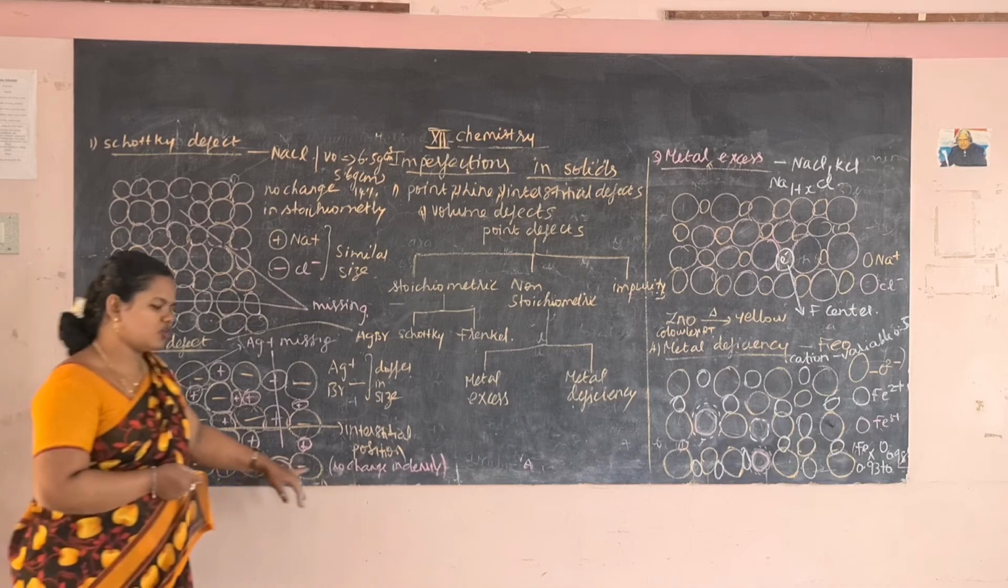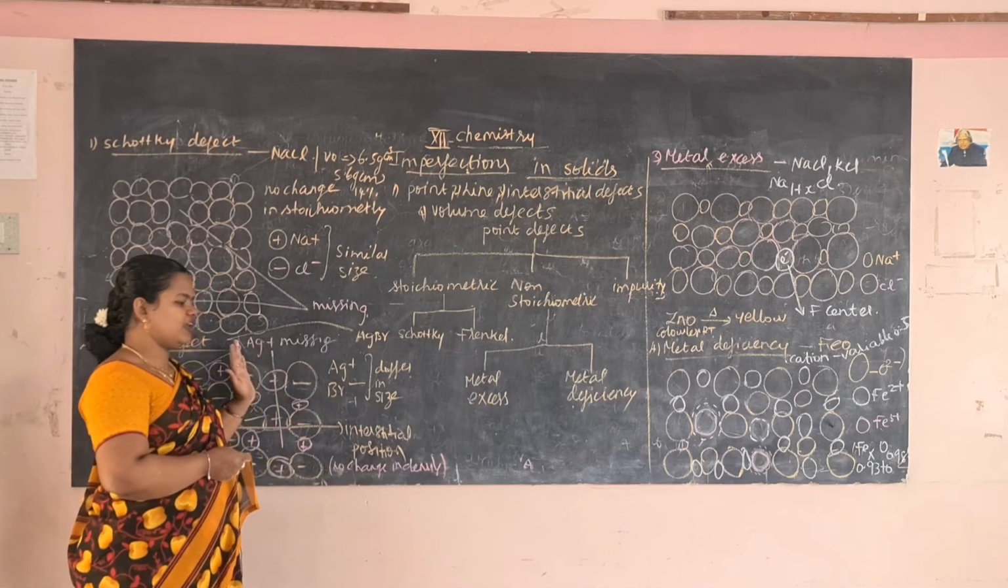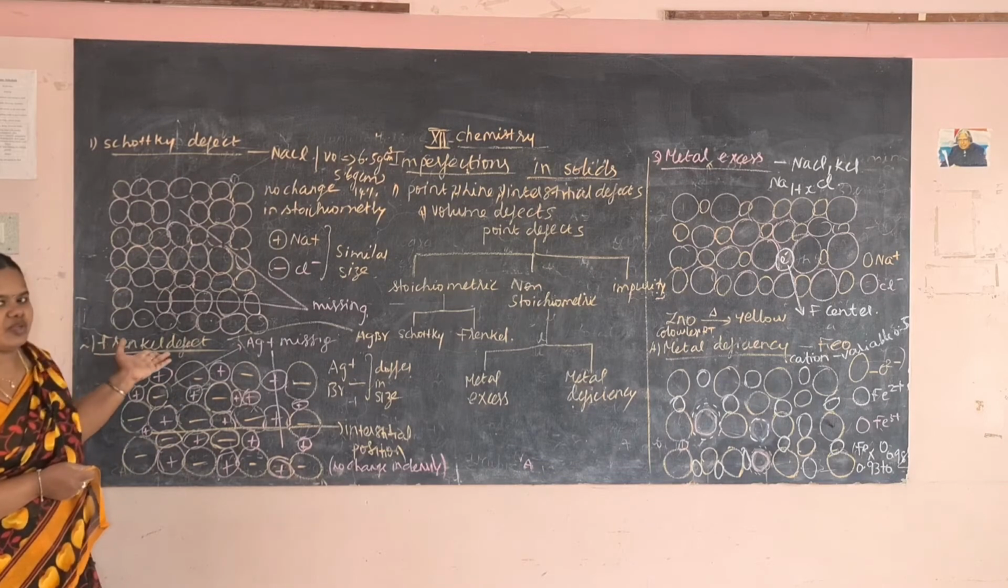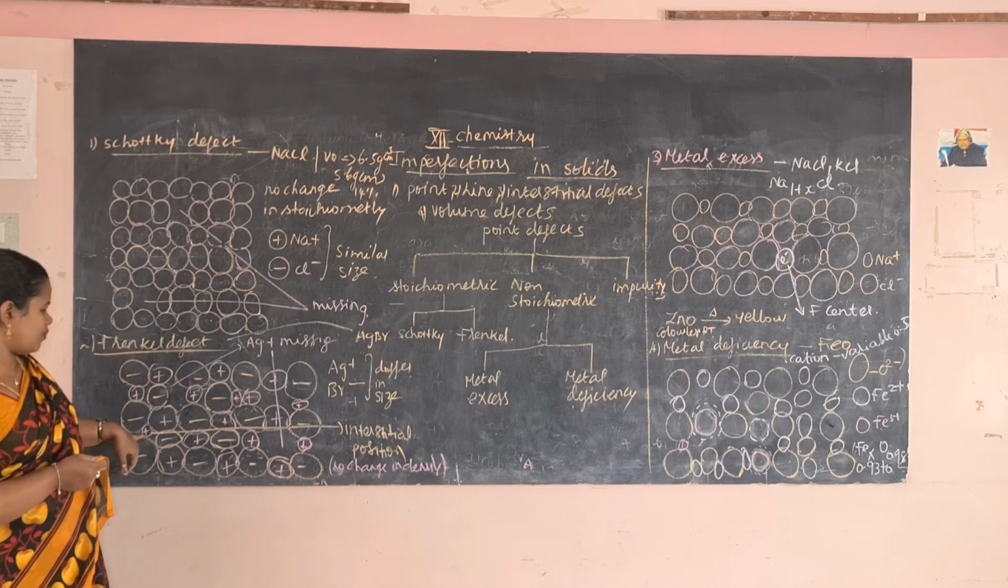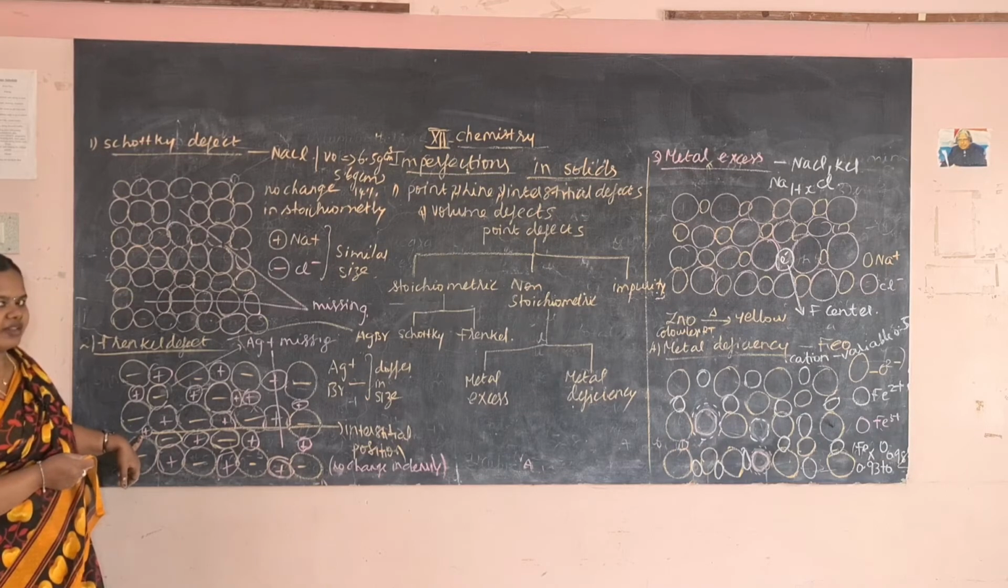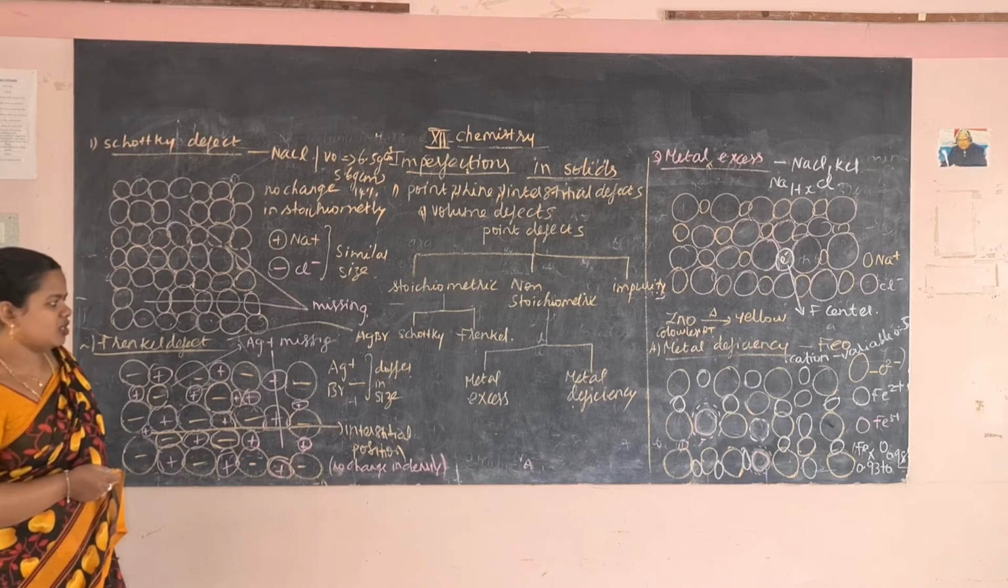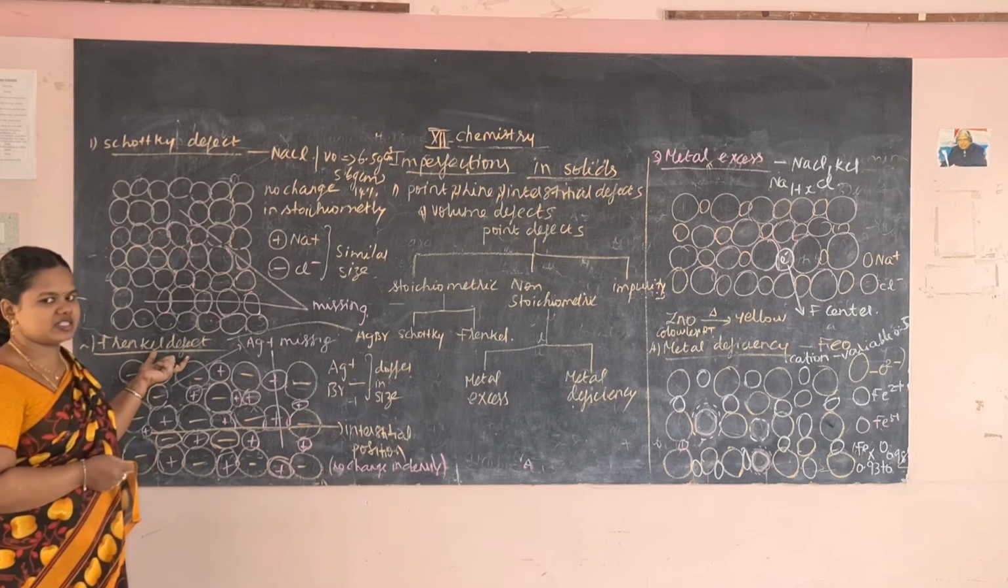So here there is no change in density. In Frenkel defect there is no change in density. An example for Frenkel defect is AgBr. This Ag plus will be found somewhere in the interstitial position. That is known as what? Frenkel defect. And Frenkel is the name of the scientist.